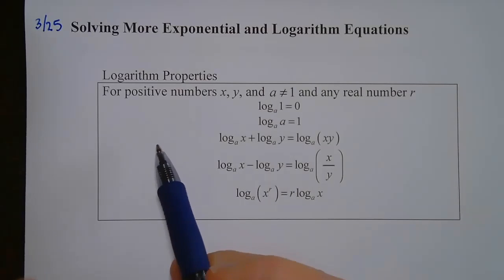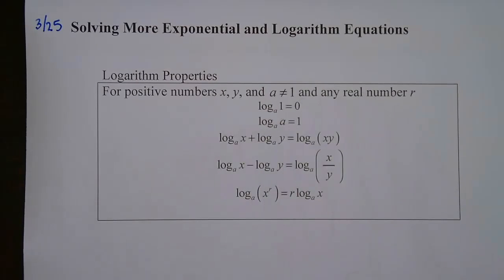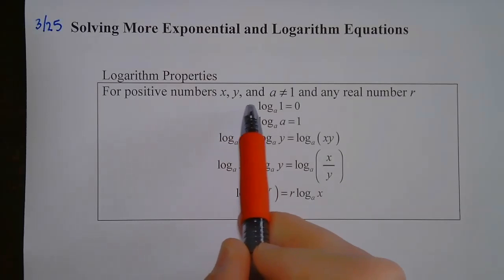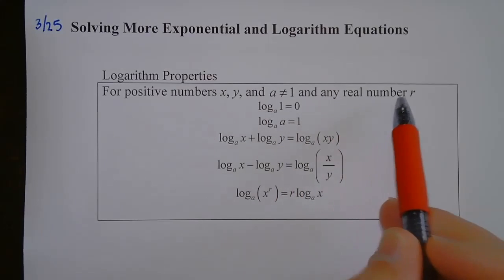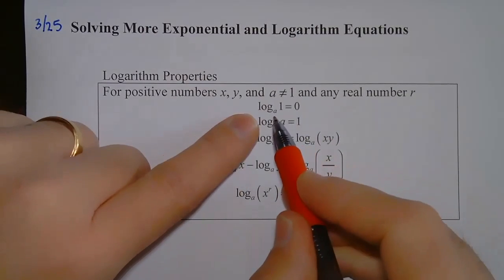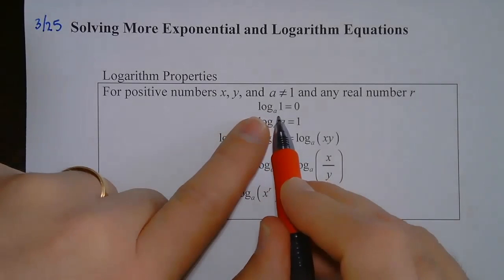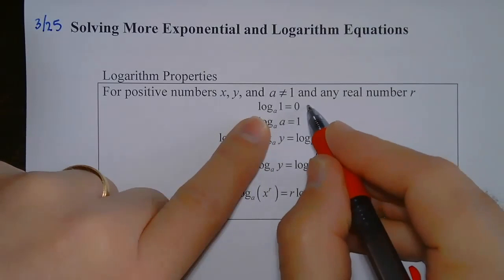Okay. So some of this we've already gone over. In fact, all of it we've already gone over. All right. But I want to talk about why. Okay. So for positive numbers x, y, and a not equaling 1, and any real number r, these statements are all true. Okay. Now let's talk about this first one, right? Log base a of 1 is equal to 0.